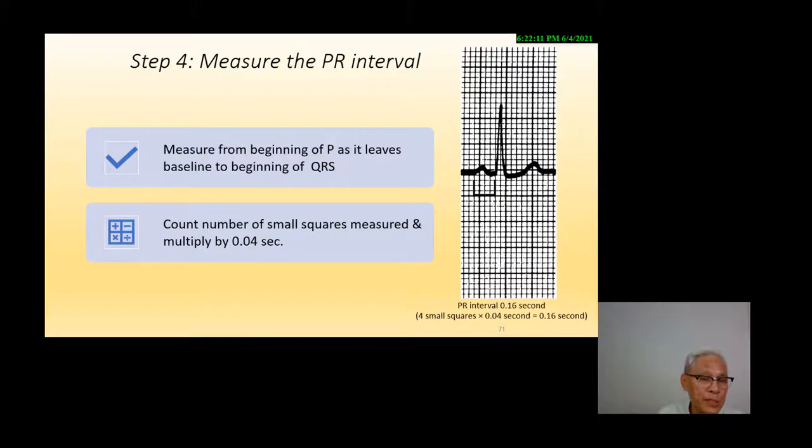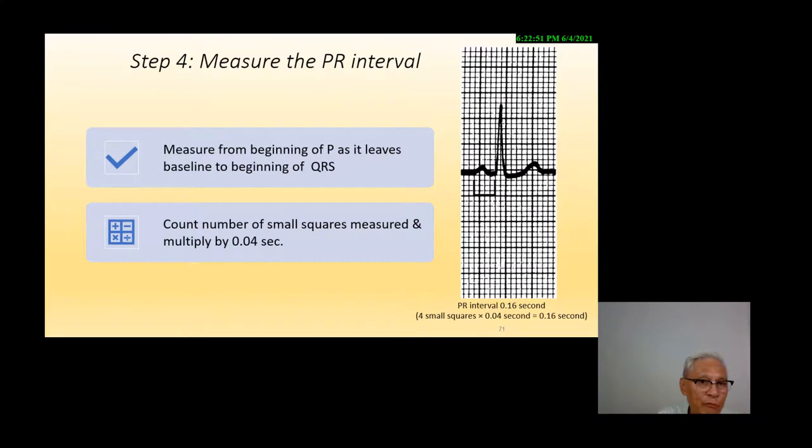So if you look at this particular example, we have a PR interval as measured from the beginning of the P wave to the beginning of the QRS complex. And over here, it encompasses 4 squares, and therefore 4 small squares is equal to 0.16 seconds. This is step 4 of analyzing the electrocardiogram.